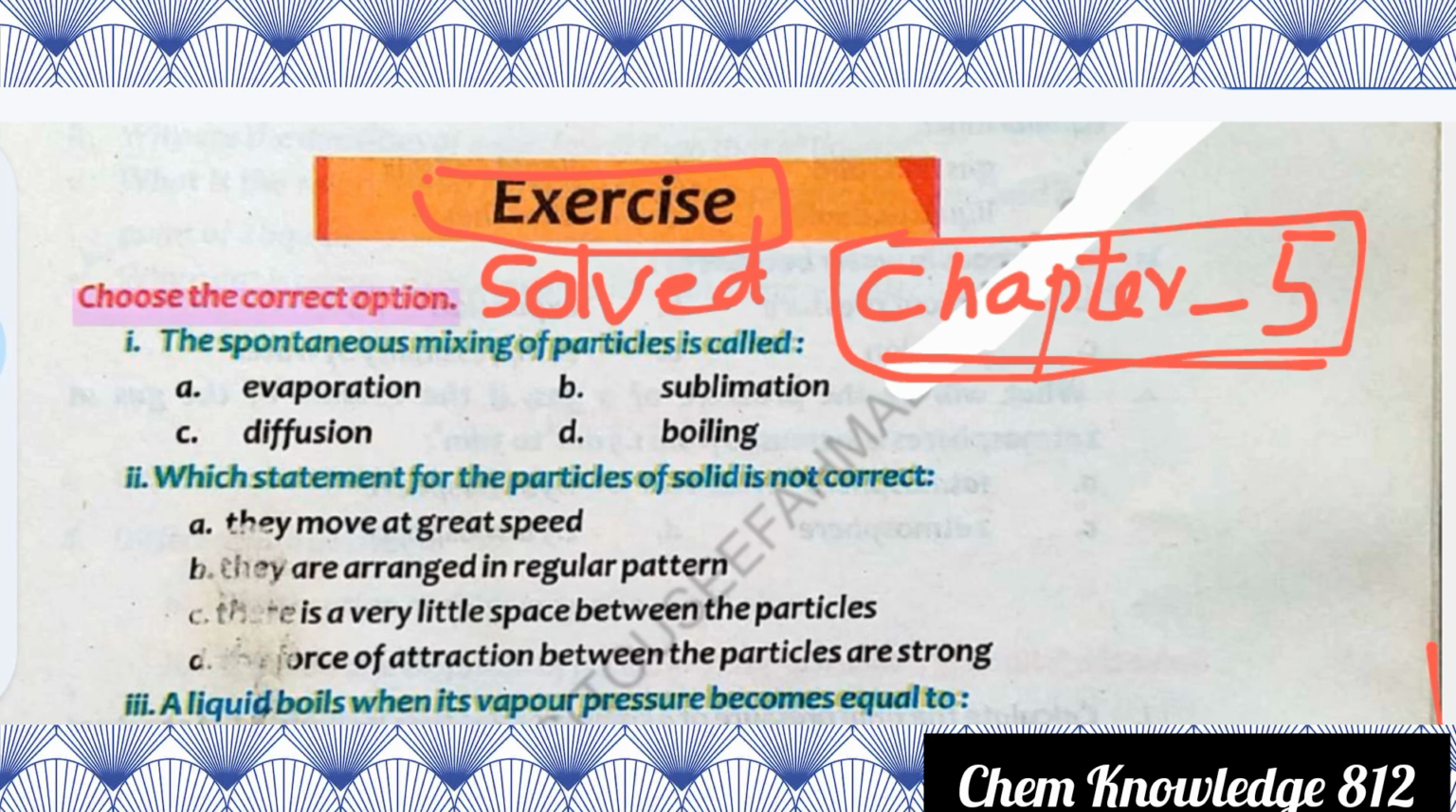Choose the correct option. Number first, the spontaneous mixing of the particle is called evaporation, sublimation, diffusion, and boiling. So, the spontaneous mixing of the particle is called diffusion. This one is correct.